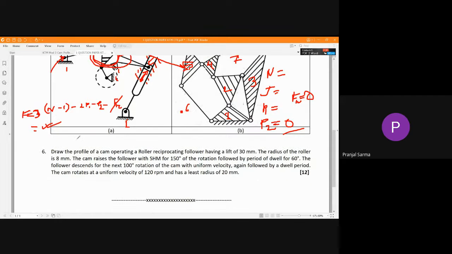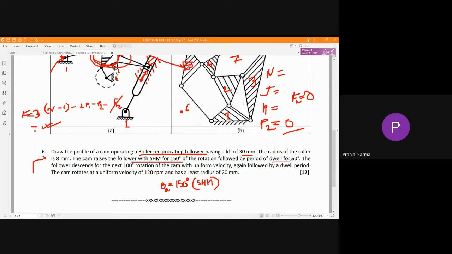Okay, and after that, this is the main question, that is you have to draw the cam profile for a roller reciprocating type of follower. Lift is given, radius of the roller is given, cam raises the follower with what kind of motion is given. SHM profile you have to draw for 150 degree of rotation, that is theta a equal to how much? Ascent stroke angle. Cam raises the follower means what? This is the ascent stroke angle. Okay, and it is with SHM.